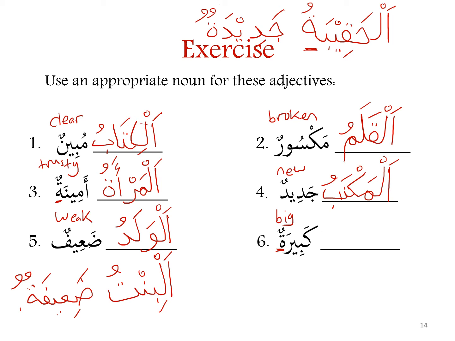So I can actually say الدار كبيرة. This is a feminine word, even though it doesn't look like it. It's treated feminine. So كبيرة matches. This also means the house. So the house is big or large. And I could use any definite feminine noun here and match it with كبيرة, as long as the meaning is appropriate and makes sense.